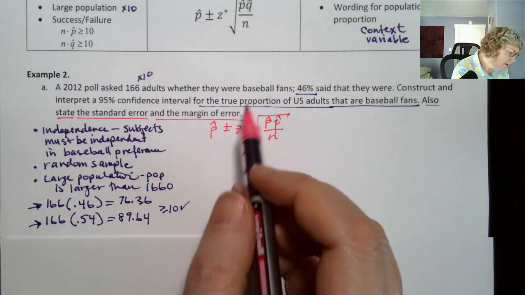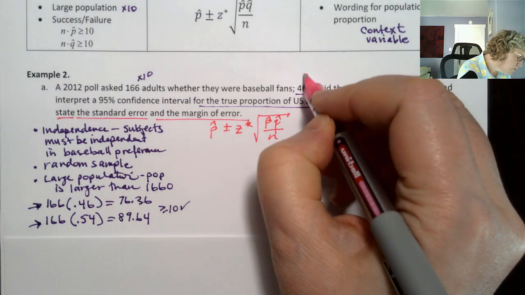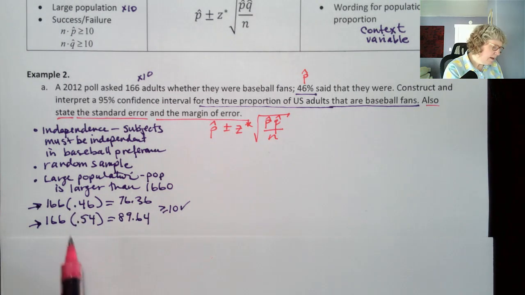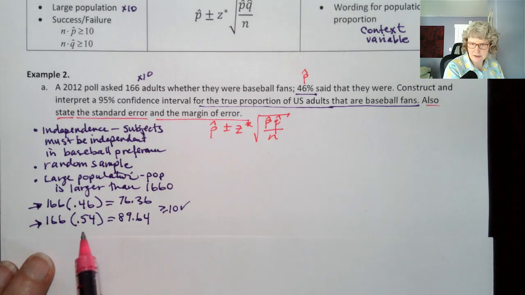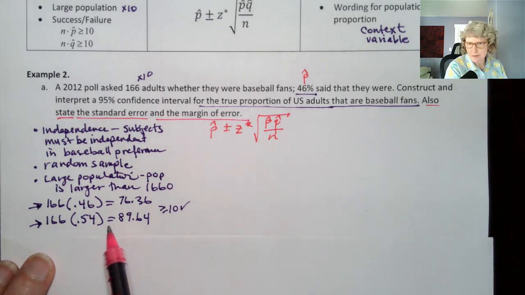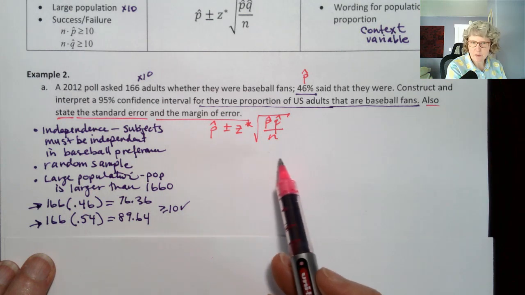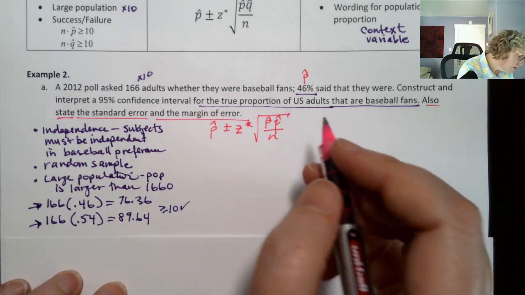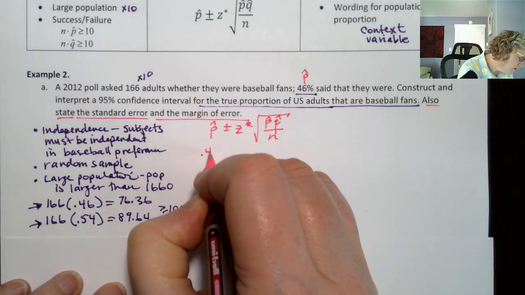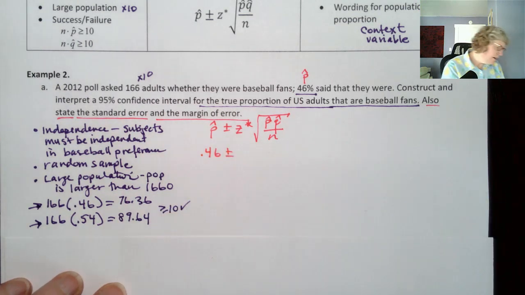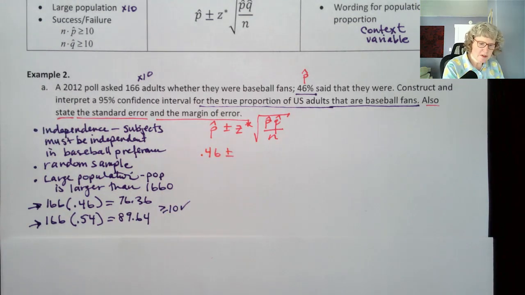Now I'm going to plug in the numbers. So this 46, we've already used it. And what's kind of nice is when you're doing the conditions, you calculate q hat. We didn't have to. We could have done 1 minus 0.46. But now that I know it, I can just put it in my formula if I want to. So I'm going to go 0.46 plus or minus. This is 95% confidence.